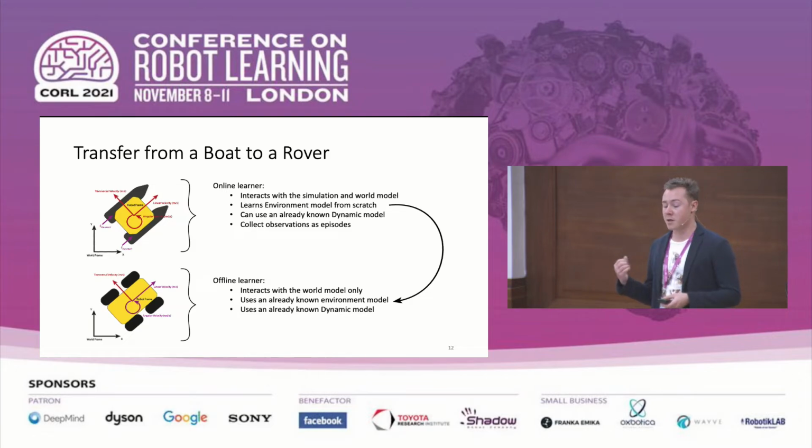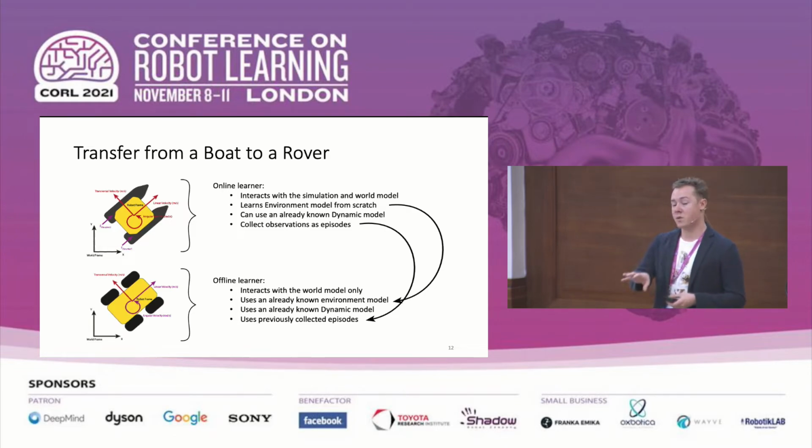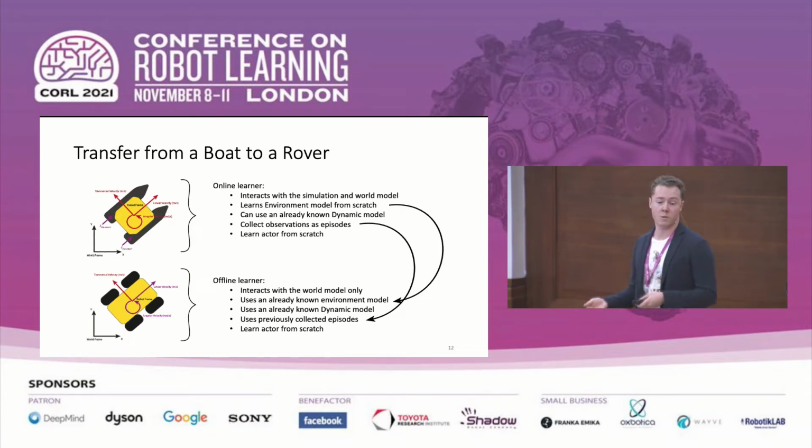And then finally, as we learn with the boat, we collect episodes, and that gives us data to bootstrap our imagination from, so our learning mechanism. And we transfer these episodes and we give them to the rover. So that's going to help us to better learn. And finally, we learn the actor online on the boat. And on the rover, what we'll do is that we'll interact solely with the world model.